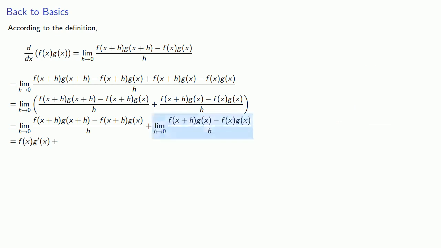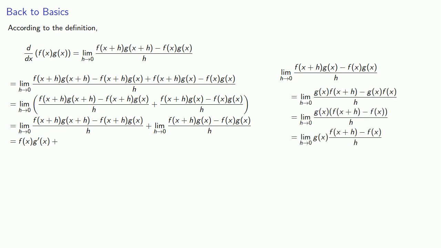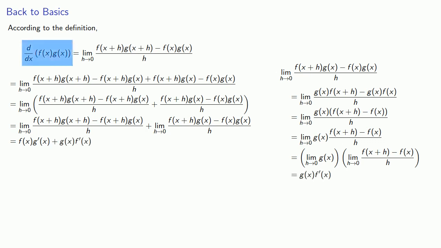How about that second limit? This time everything has a factor of g of x, so we can remove that factor. The limit of a product is the product of the limits, and this limit is just the derivative of f. So the second term is g of x, f prime of x. And so the derivative of a product is the sum of the products of one function times the derivative of the other.